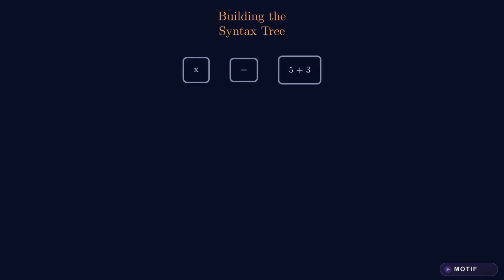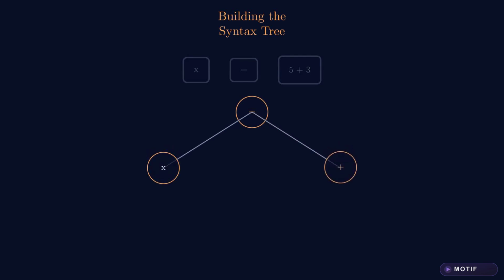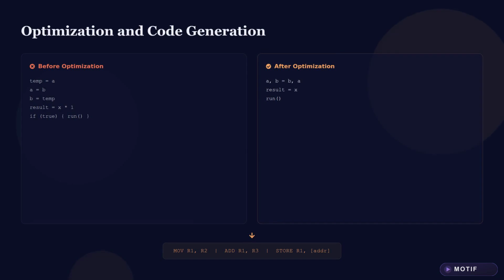The parser takes the flat stream of tokens and builds a tree structure called an abstract syntax tree. This tree captures the grammatical structure of the code, which operations depend on which. For our example, the tree shows that the addition of 5 and 3 must happen before the result is assigned to x. The compiler then optimizes the tree, removing redundant operations, simplifying expressions, and reordering instructions for speed.